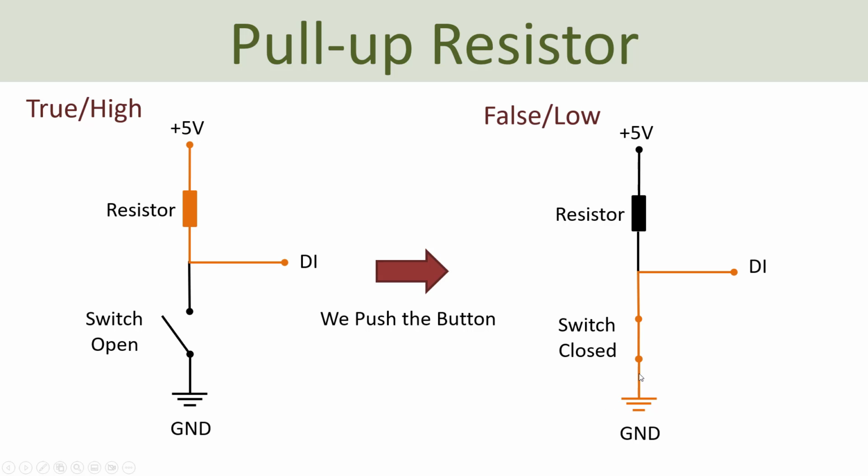But when we push the button, you see this switch or button or the circuit will be closed here, and then all current will flow from the ground to this digital input pin. No current will be flowing here, only here. This means that in this case we will read a false value or a low value on the digital input pin. So when the switch or button is open, we will read 5 volts. When the push button is pushed, we will read 0 volts. So let's go to Visual Studio and see this example in action.